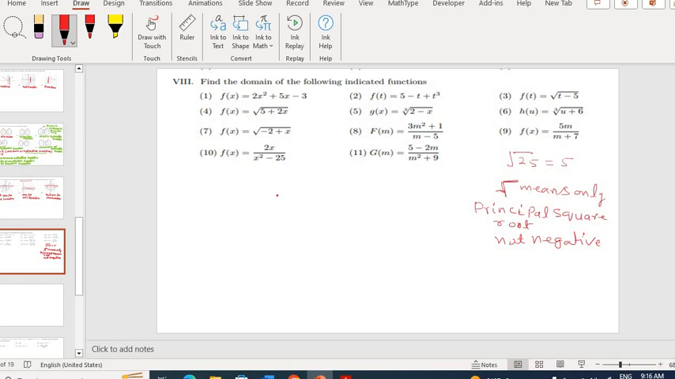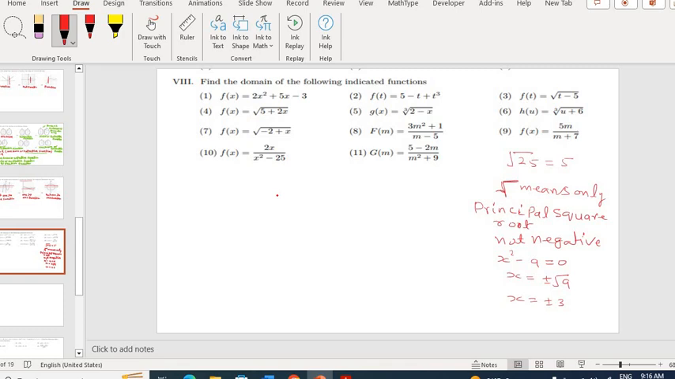But if we have x square minus 9 equal to 0, then we can say that x is equal to plus minus square root of 9. So that's why it is plus minus 3.